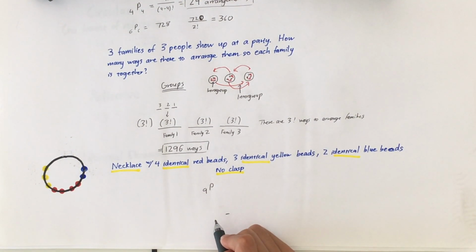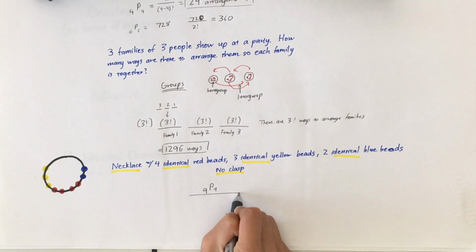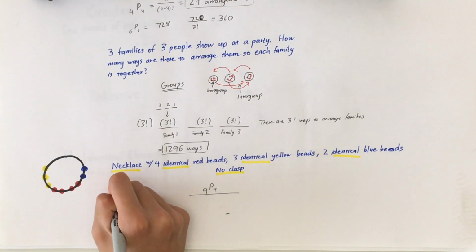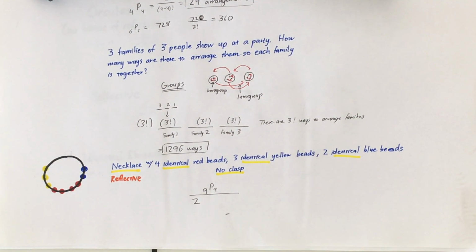So first we just take the total number of ways we could arrange the beads. So first we take the total number of permutations, 9P9 or 9 factorial, and then divide by all the other things. So we divide by the fact that it's reflective, which is 2. We divide by each set of identical elements, which would be 4 factorial, 3 factorial, and 2 factorial.